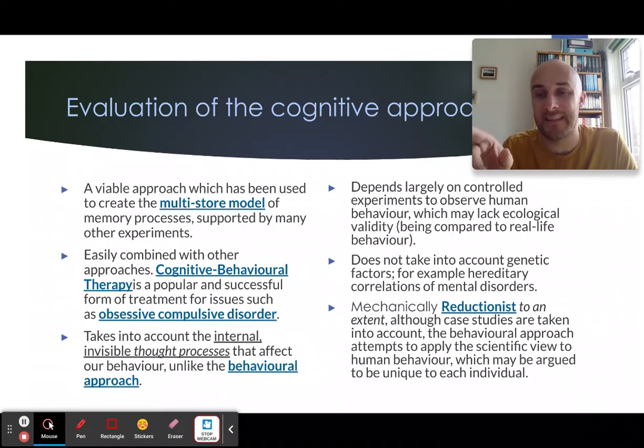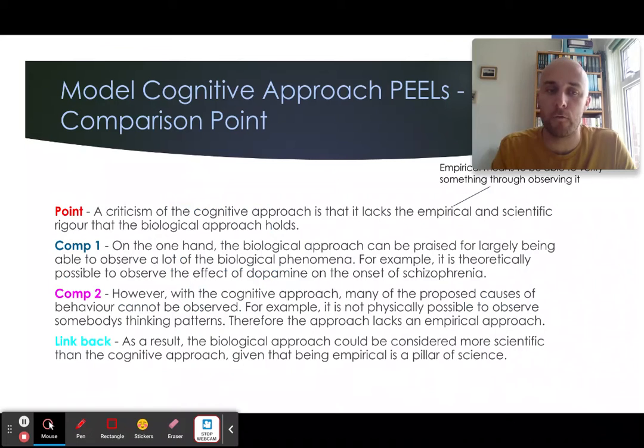And that's why I've put in italics to an extent. What we mean by mechanical reductionism, and again, it's a really good term to know, it's reducing complex behavior down to that behavior being merely explained by a model of some kind, multi-store model, computational model, working memory model, and so on and so forth.